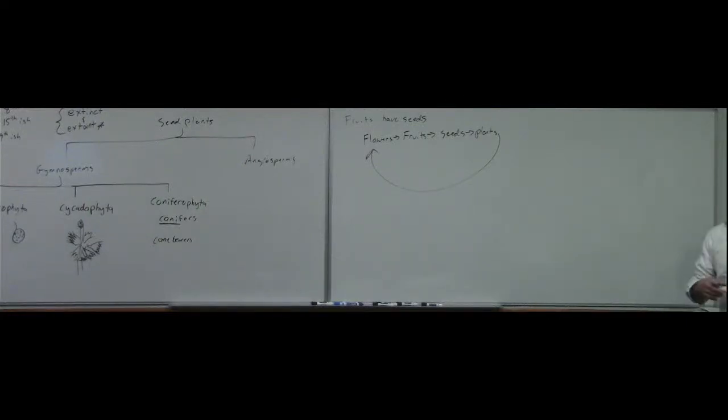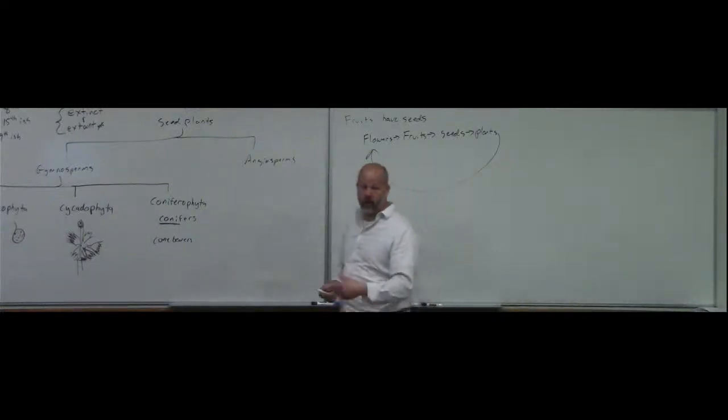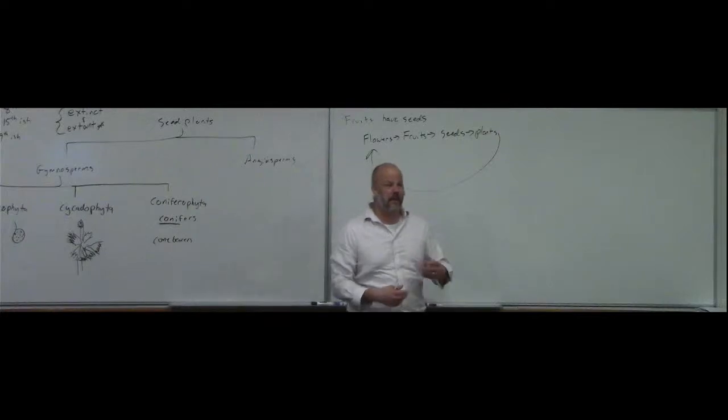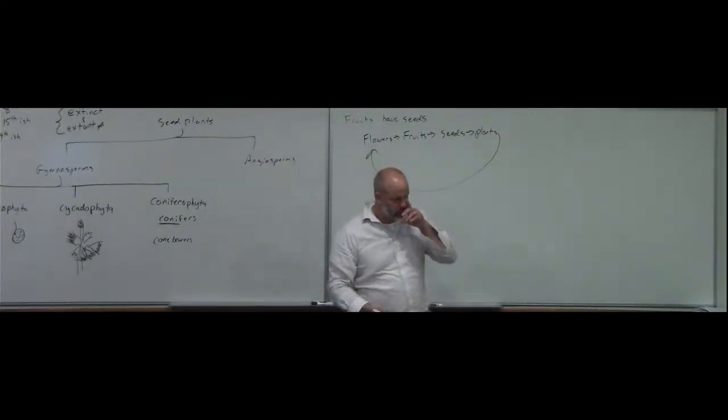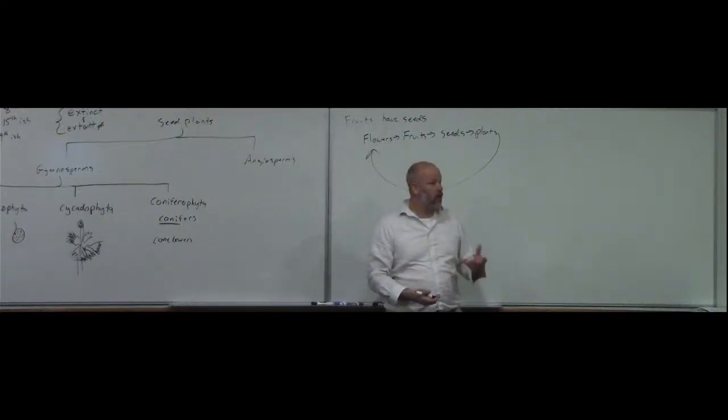We need all kinds of parts of different kinds of plants, right? We can eat the roots, we can eat the stems, we can eat the shoots, we can eat the flowers, we can eat the fruits, we can eat the seeds. When you eat a pecan, you're eating the seed, right? When you eat celery, you're eating the stalk, or the stem. When you eat a potato, you're eating part of the root system. When you eat a beet, you're eating a root.